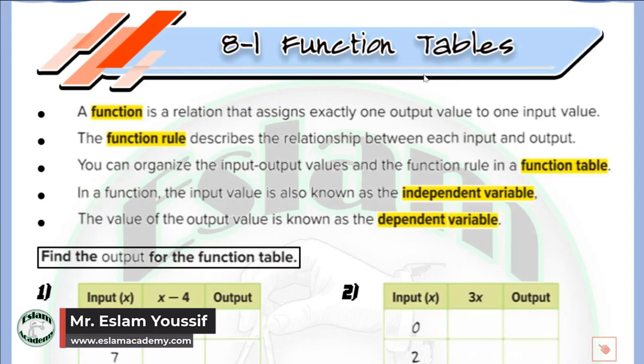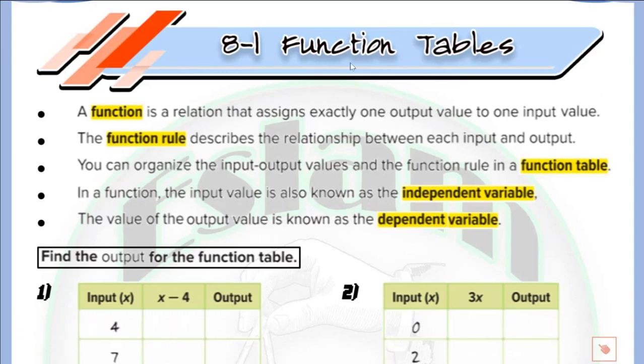What is the meaning of the function? The function is like a machine: we use the input to find the output. For each input there is exactly one output. Now we have the function rule. The function rule describes the relation between the input and the output. We can organize the relation between the input and the output in the function table.